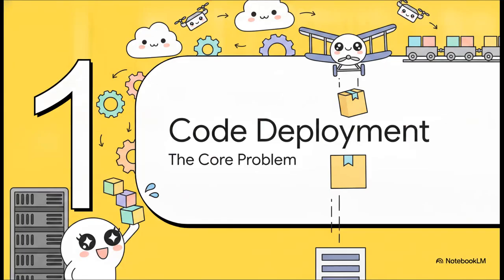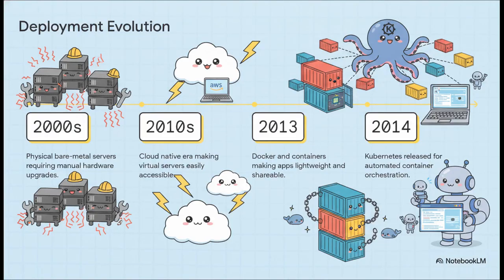Section 1. The code deployment problem. Let's set the stage. Back in the day, we relied on physical servers, literal bare metal machines sitting in an office or rented out. Scaling meant physically buying and installing new RAM or CPUs. It was incredibly expensive and slow. Then came the AWS and cloud-native era, making servers accessible with just a few clicks, but that trapped you into their specific tools. To fix that, it works on my machine issue, we got Docker and containers. Containers strip away that heavy operating system layer, creating a lightweight, perfectly shareable package of your code and its environment. It was a huge breakthrough, but it actually introduced a completely new nightmare.